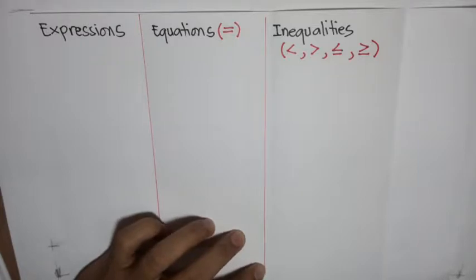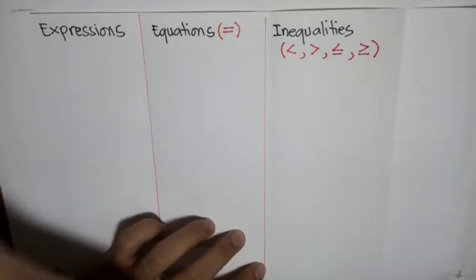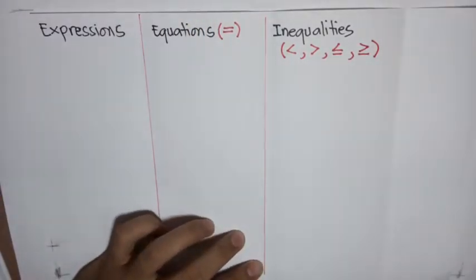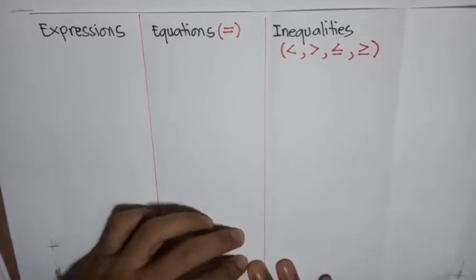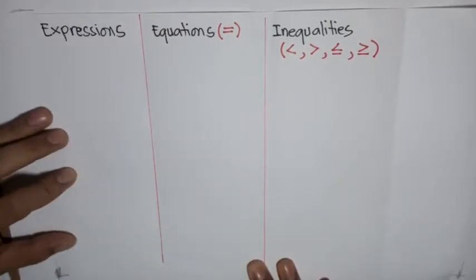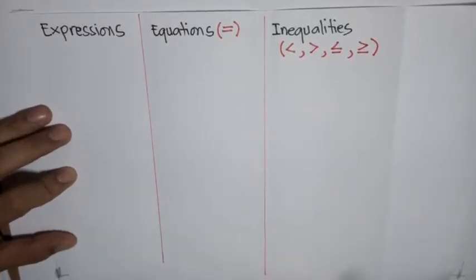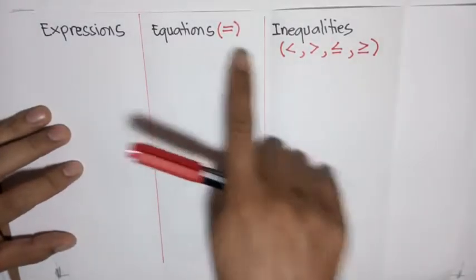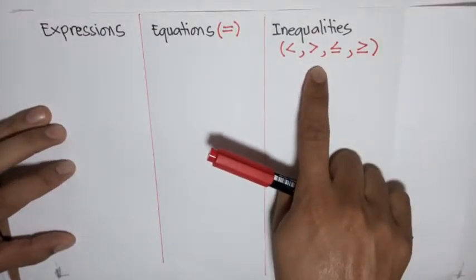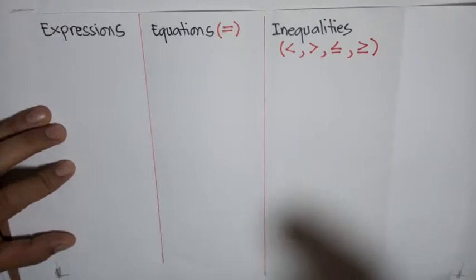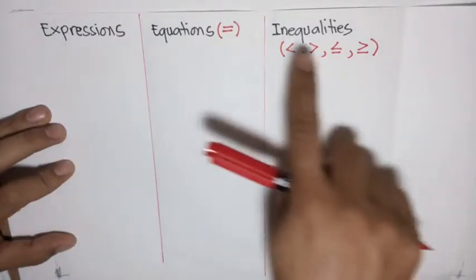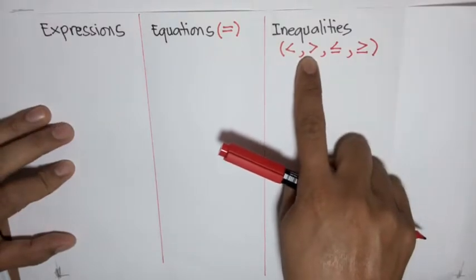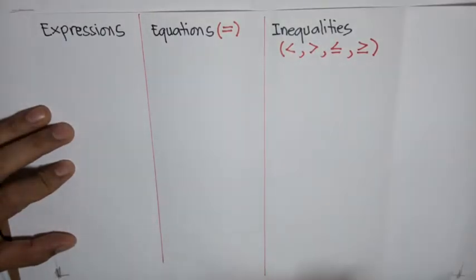When you talk about expressions, you're talking about just any number, symbol, or a number and symbol without any equal symbol and without any inequality symbol. Just a number and any operations, as long as there is no equal symbol and inequality symbol, we consider it an expression.